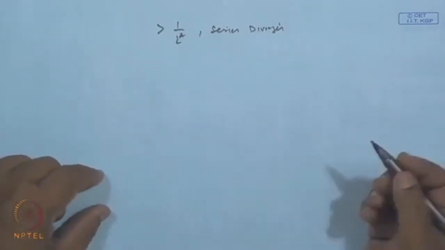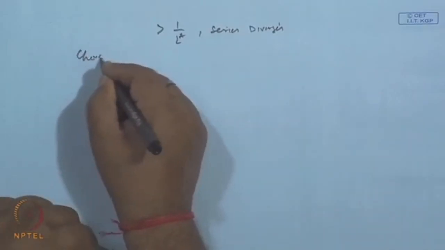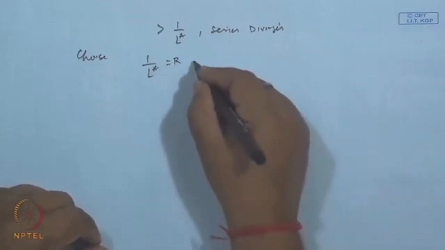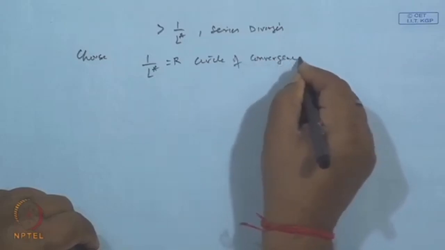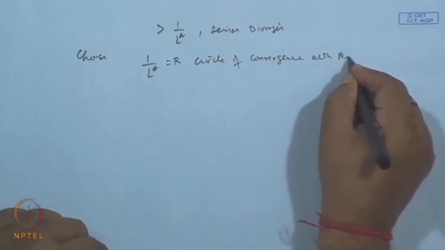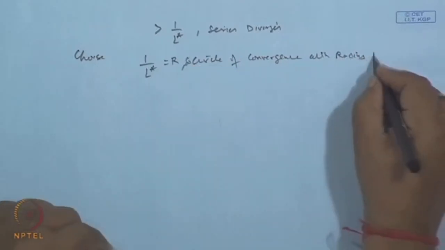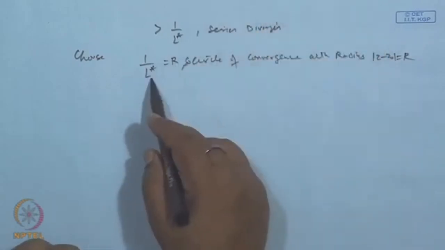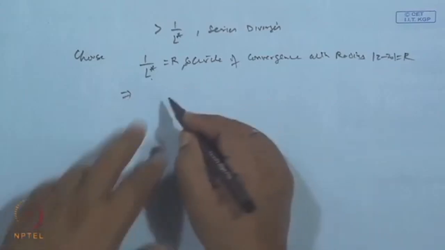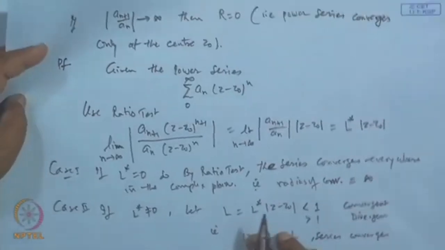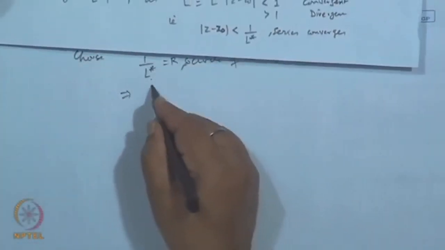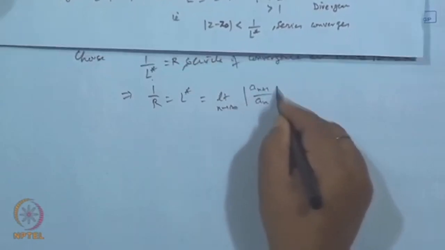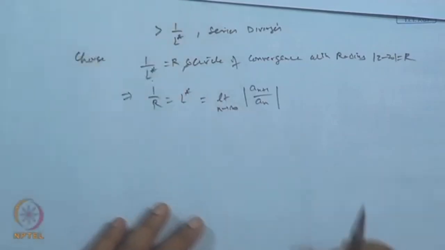So, if I choose 1 by L star as r, the radius of convergence, this is the circle of convergence with radius r, that is, mod z minus z naught equal to r. Then r becomes 1 by L star, so L star is 1 by r. From here we get 1 by r is equal to L star, which is equal to the limit as n tends to infinity of mod a n plus 1 over mod a n, where r is the radius of convergence. So, this shows it.